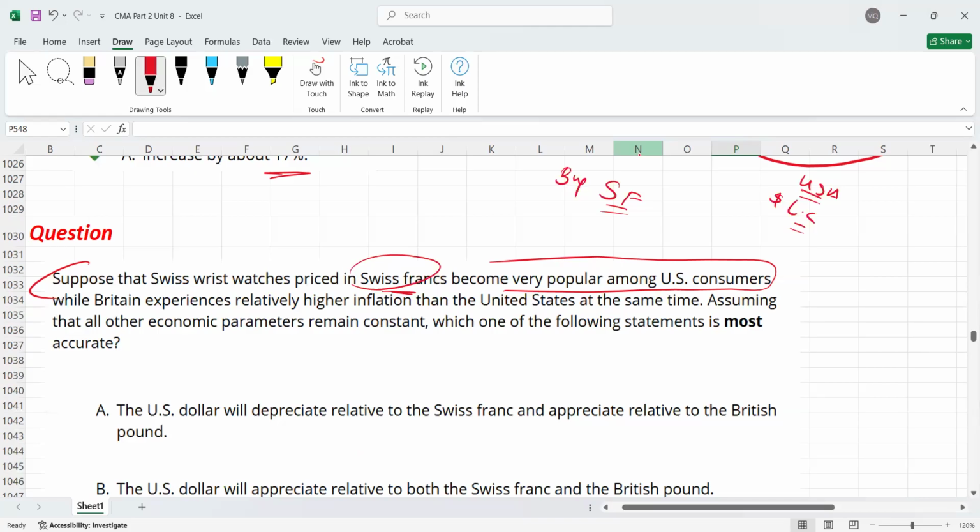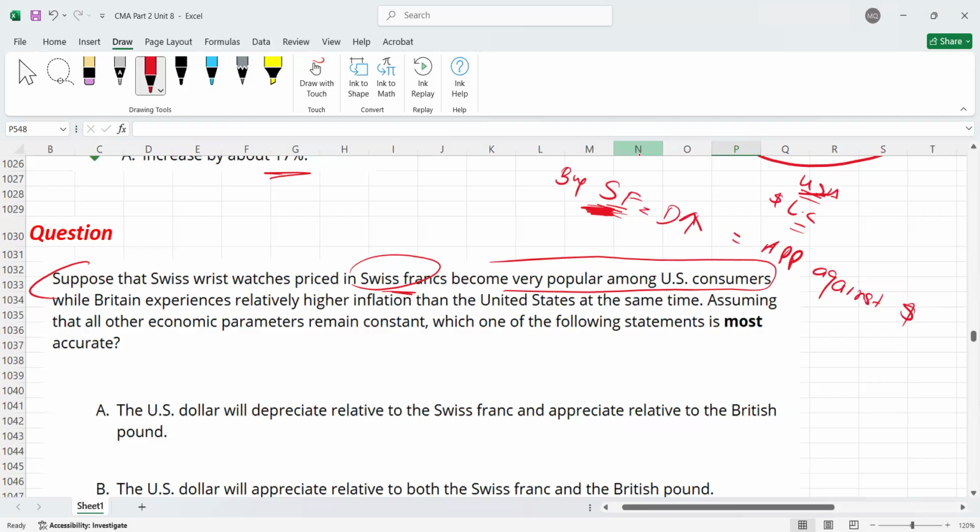Because you are living in the USA, you are buying watches, and the watch prices are in Swiss francs, you have to make payment in Swiss francs. So you will buy Swiss francs. So what will happen? Swiss franc demand will increase, and if demand increases, the Swiss franc will appreciate against the dollar. This is the first conclusion of the first statement.